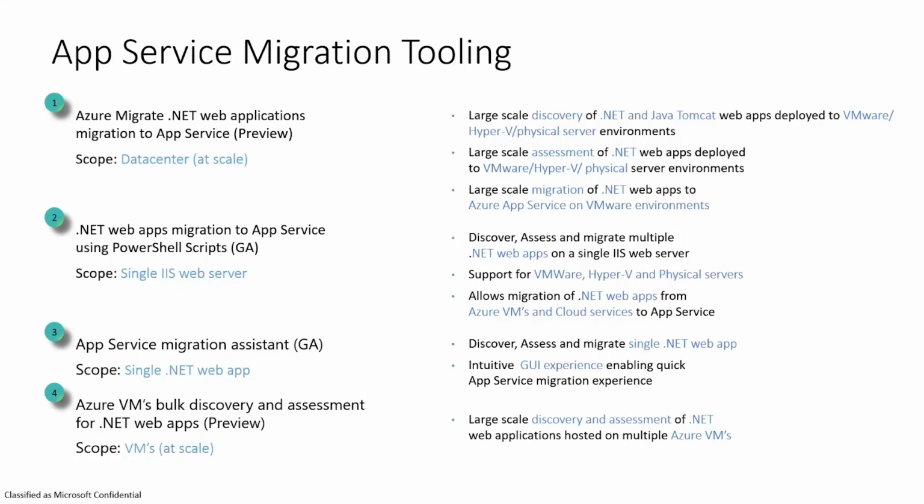If you're looking to migrate your entire data center, that's where you would look at using the whole Azure Migrate integrated experience for .NET web applications. Once you're done with configuring your appliance and discovery, you can run bulk assessments on literally hundreds of .NET web applications in your data center and then follow that up with bulk migration.